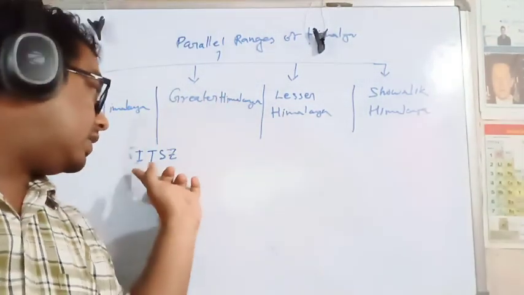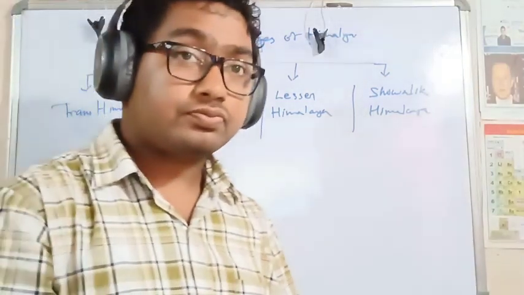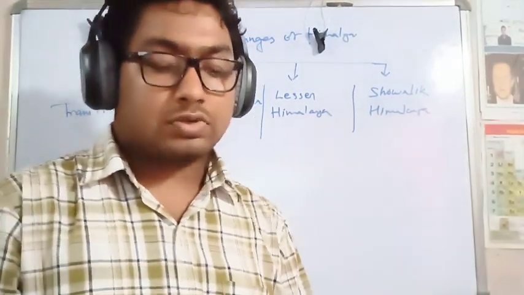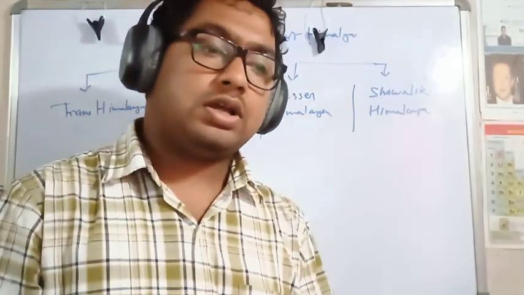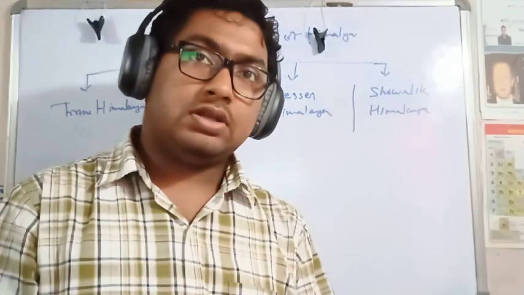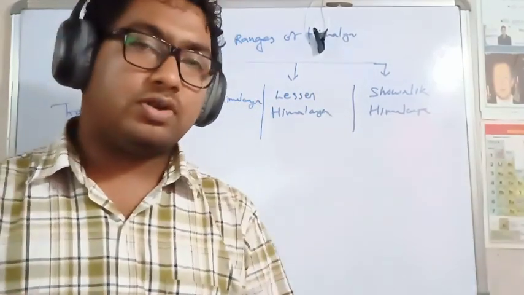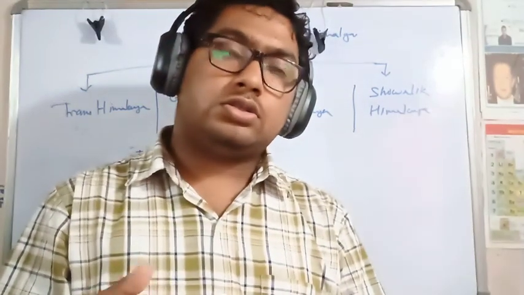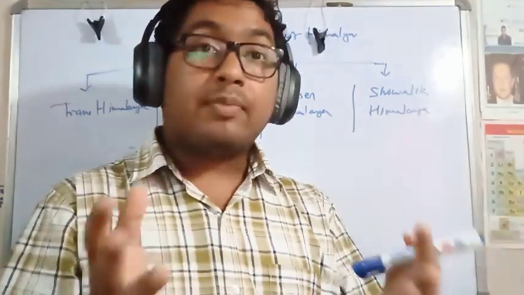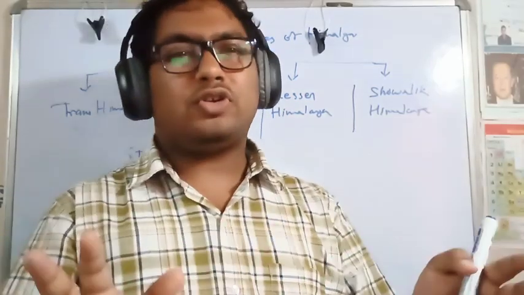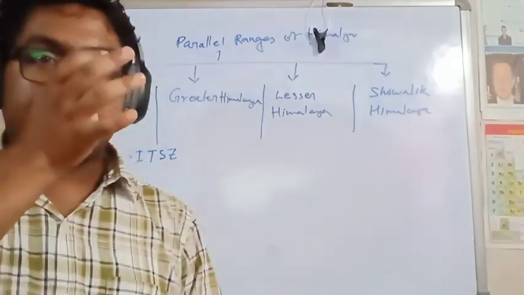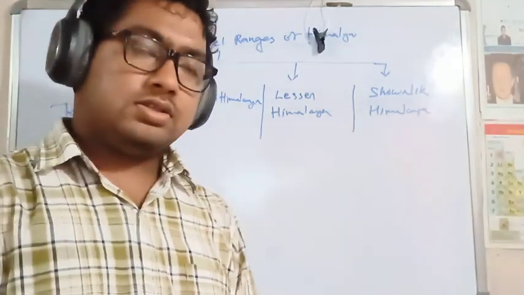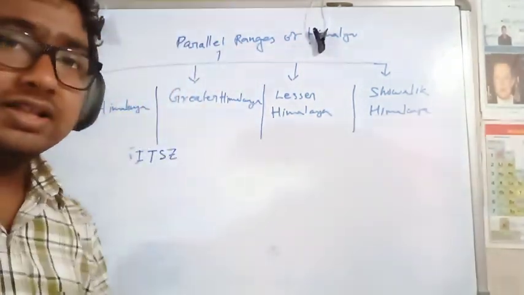I just told you about the Indus transport structural zone. And one more thing: almost all the lofty peaks of the world are located in this range. Mount Everest, K2, Kanchenjunga, Nanga Parbat, Nanda Devi, Kamet, and Namcha Barwa are important peaks, all found in this range. And that's all about the Greater Himalayas, I think.